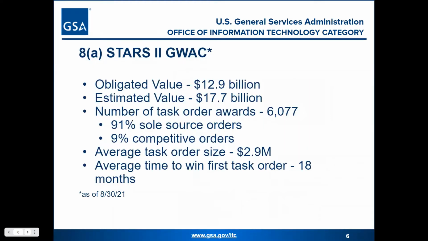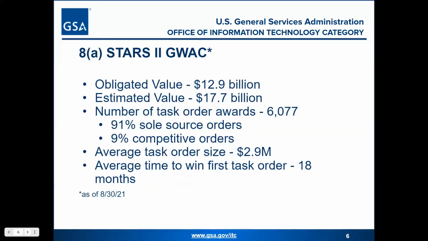So let's talk about the previous contract, the 8A STARS 2 GWAC. This is just a summary of information from the 8A STARS 2 GWAC as of yesterday. The obligated value is $12.9 billion. So that actually represents actual dollars already spent on the 8A STARS 2 GWAC. And then the estimated value is $17.7 billion. So if customers exercise all of their options on those task orders, that will take us to $17.7 billion. So quite a lot of money has been filtered through these 8A contracts to our small disadvantaged businesses.